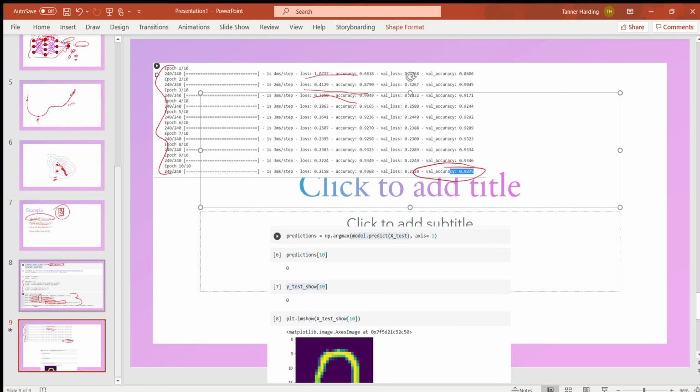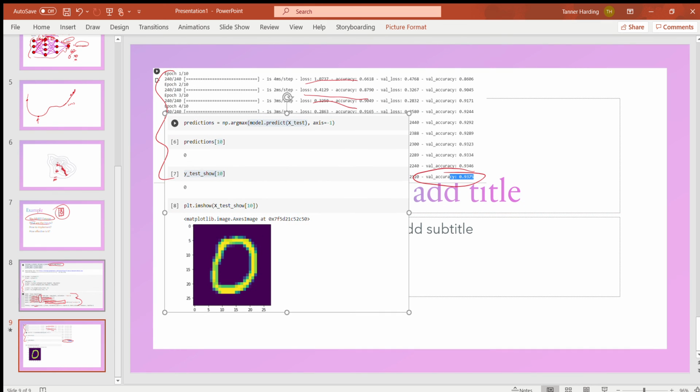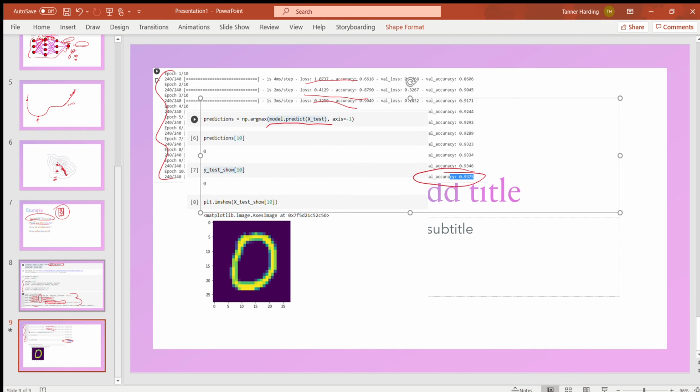We have this 93% accuracy, and so just as an example, I gave it this part of the data set that it had never seen, and I just chose a random one of them for it to predict, and it predicted that it was going to be a 0, and this y-test show is just saying this is what it really was, so it really was a 0, and just to make sure, I pulled up the image, and it was in fact a 0.